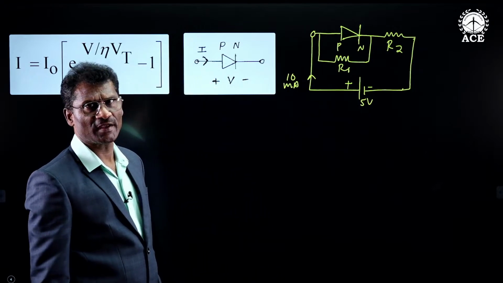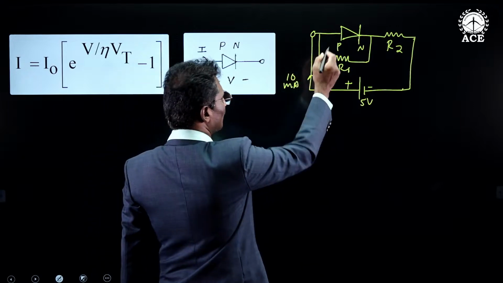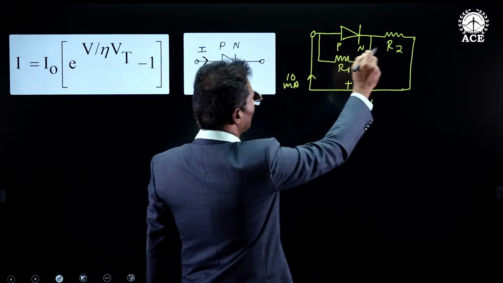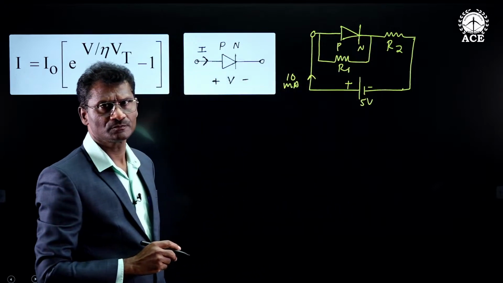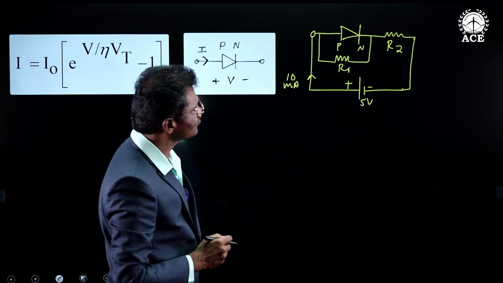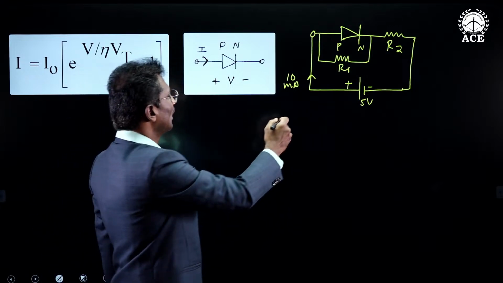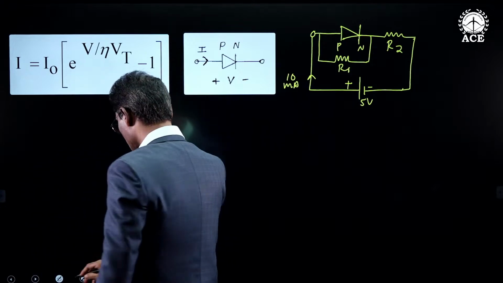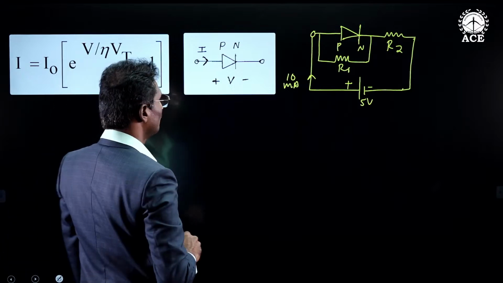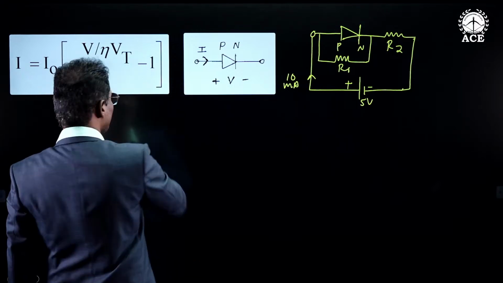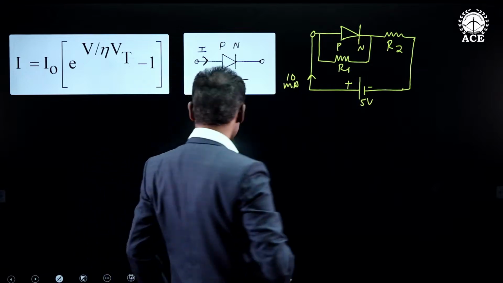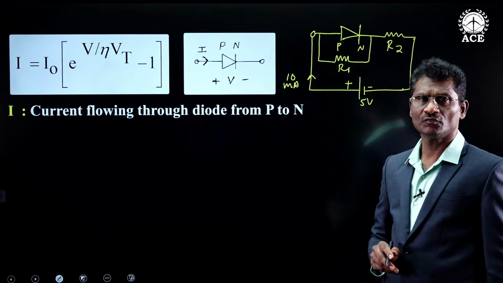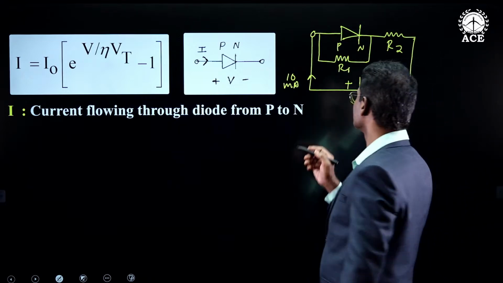Consider a simple circuit diagram having a PN diode in parallel with a resistance R1, followed by a series resistance R2, to which a 5 volt supply is given, and in the circuit 10 milliamps of current is flowing. Now let us see what is the meaning of I. I is defined as the current flowing through the diode from P to N.